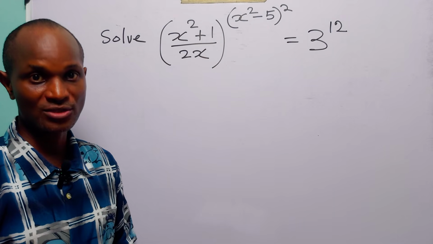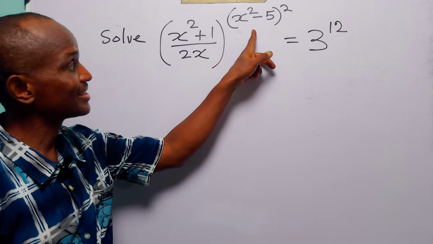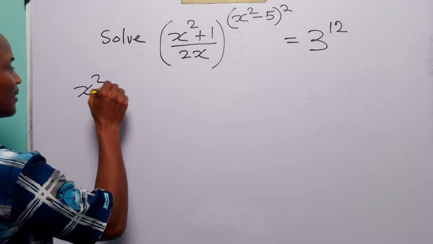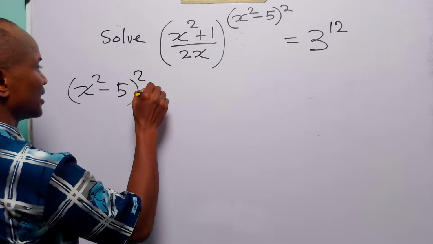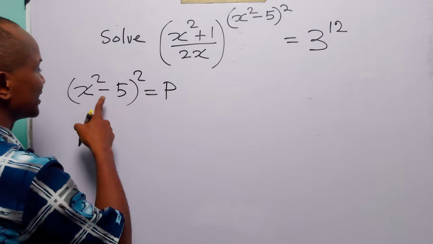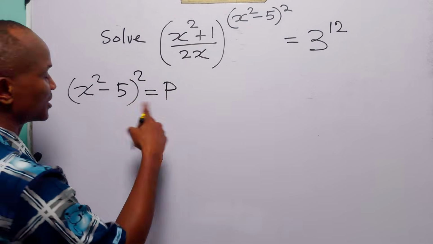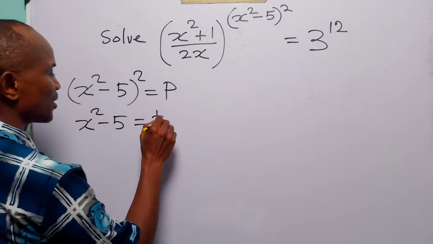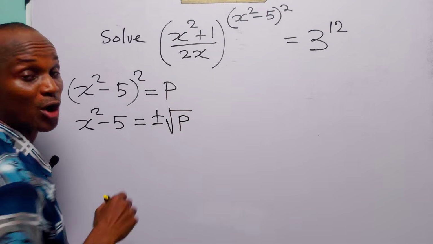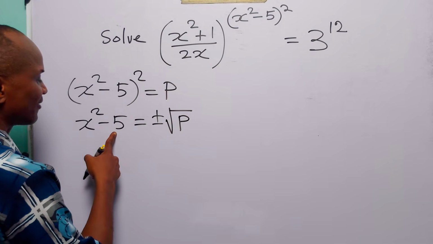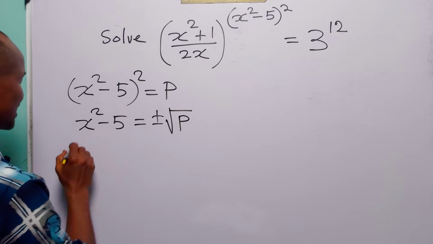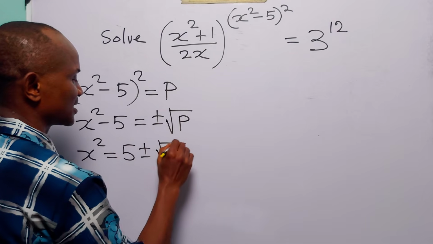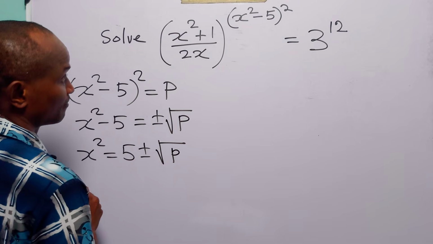this exponential equation. Now, to solve this problem, let this exponent, that is x squared minus 5 squared, be equal to the letter p. If we take the square root of both sides of this equation, then we have that x squared minus 5 is equal to plus or minus the square root of p. And if we add 5 to both sides of this equation, then we have that x squared is equal to 5 plus or minus the square root of p.